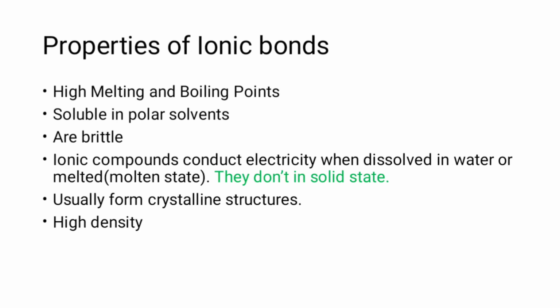Okay, so talking about properties of ionic bonding. Ionic compounds have high melting and boiling points, especially solid ionic compounds. They have high melting point and boiling point because an ionic bond is a very strong bond, stronger than covalent bond. They are soluble in polar solvents like water, but they are not soluble in non-polar solvents.